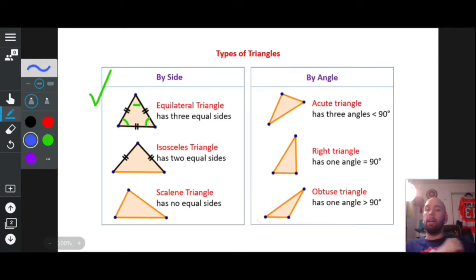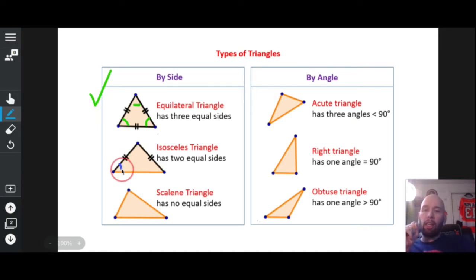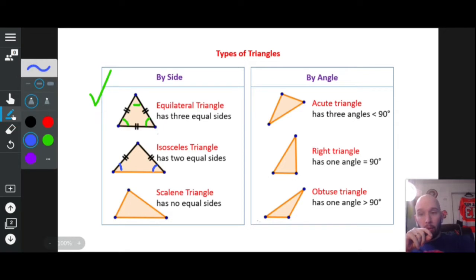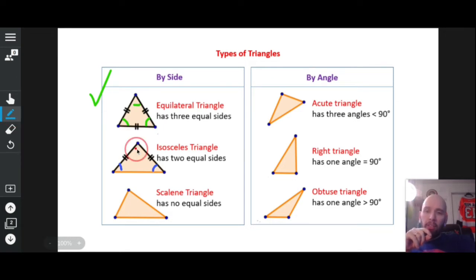Lots of fun facts for the equilateral triangle. Equilateral, equal sides. An isosceles triangle has two sides that are the same. Those two sides that are the same are called legs. The side that's not the same is called the base. Another fun fact about the isosceles triangle is if you have two sides that are the same, then two angles are also going to be the same. Those are called the base angles. The angle that's not the same is called the vertex angle.